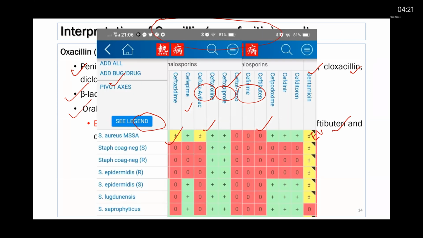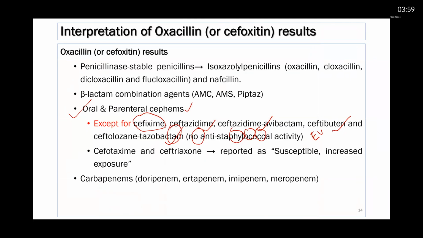given in those cases. So Sanford has a clear recommendation on this, that for ceftibuten, for cefixime, for ceftolozane-tazobactam, for ceftazidime-avibactam and ceftazidime, it is unreliable. So we should be careful on that. Then it also predicts our susceptibility to carbapenems. All the carbapenems have anti-staphylococcal activity if it's an MSSA.